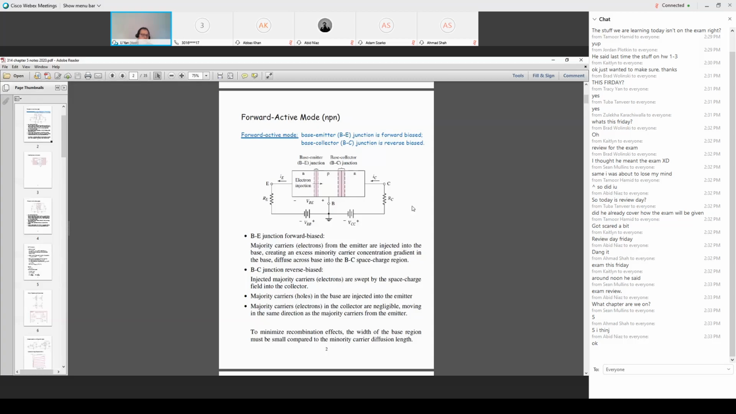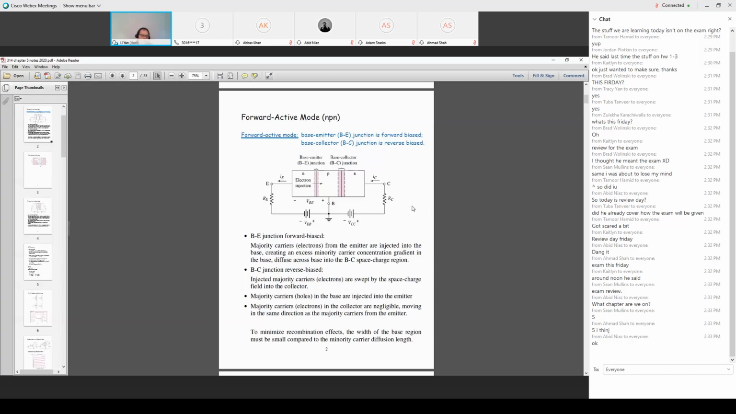Why? Because the emitter is the most heavily doped material region, so a lot of charge carriers come out from the emitter. In order for the carriers to get across the PN junction on the left and into the base, that junction needs to be forward biased, as we learned from the diode. If you want to inject the majority carriers from the emitter into the base, that junction must be forward biased. The second junction must be reverse biased.